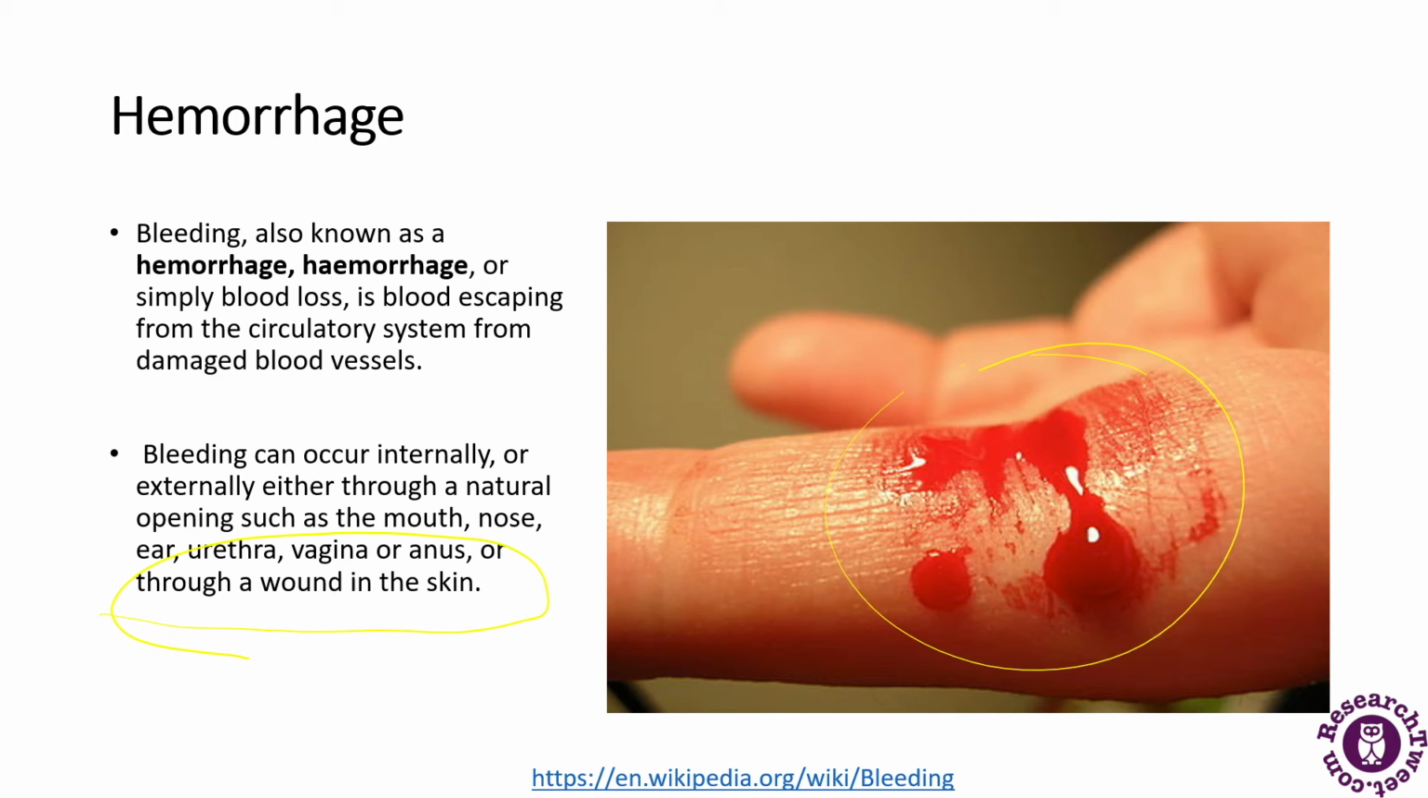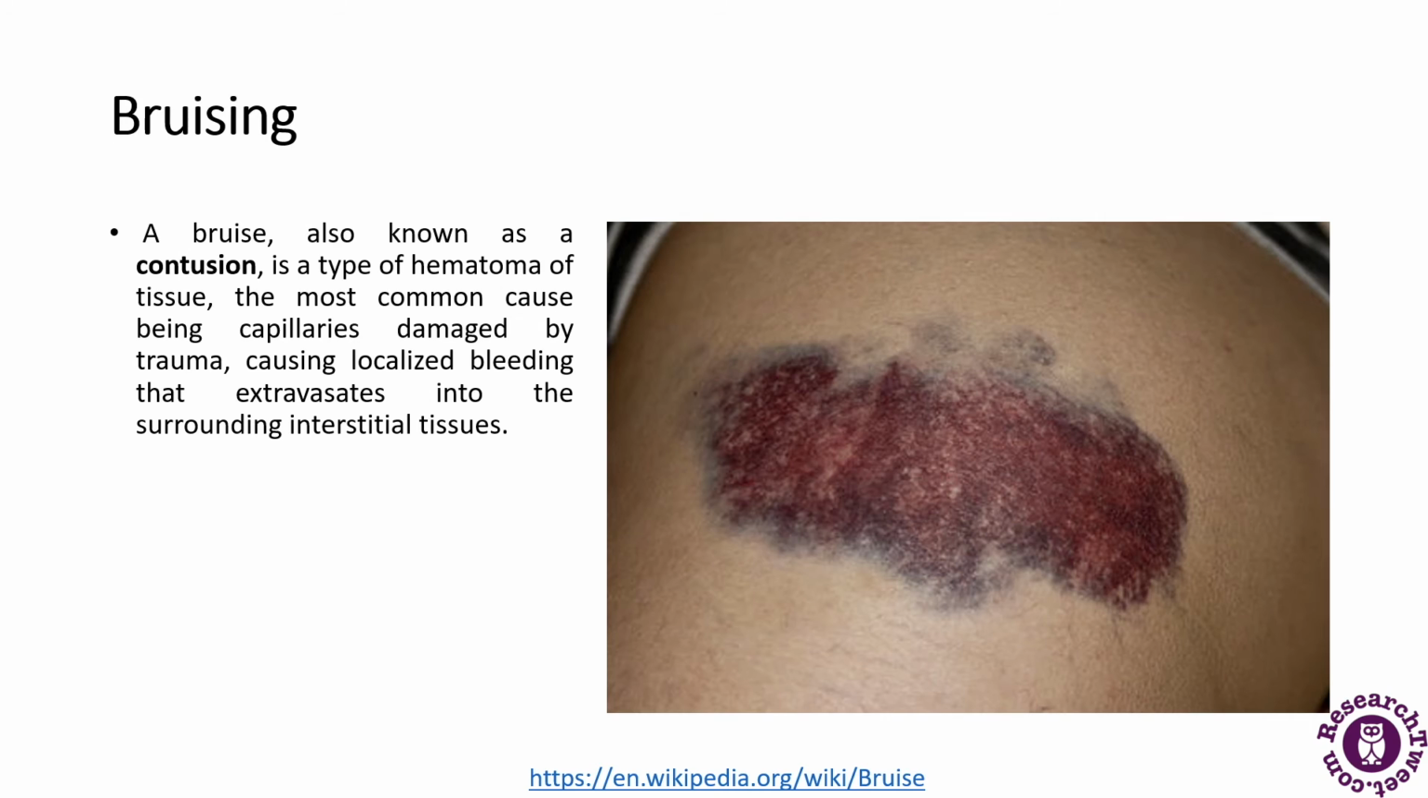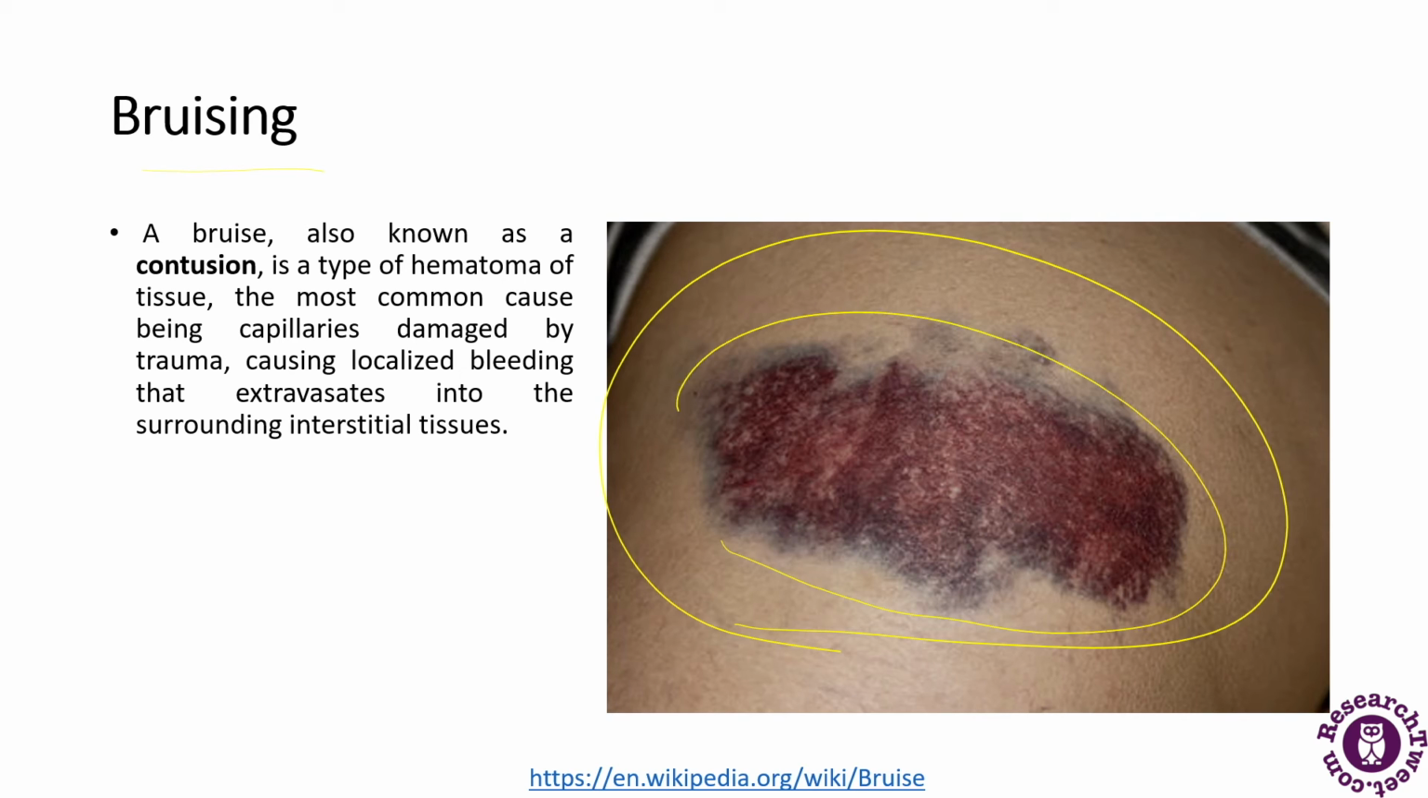It can occur through various ways or openings. So this is the first disorder of coagulation. Next is bruising. This picture represents bruising. It is known as a contusion, which is a type of hematoma of the tissue. The most common cause is capillaries damaged by trauma, causing localized bleeding. Here you can see the localized bleeding, and the black part is the necrotic tissue, with the bleeding aggravating into the surrounding interstitial tissues. So this is what bruising is.